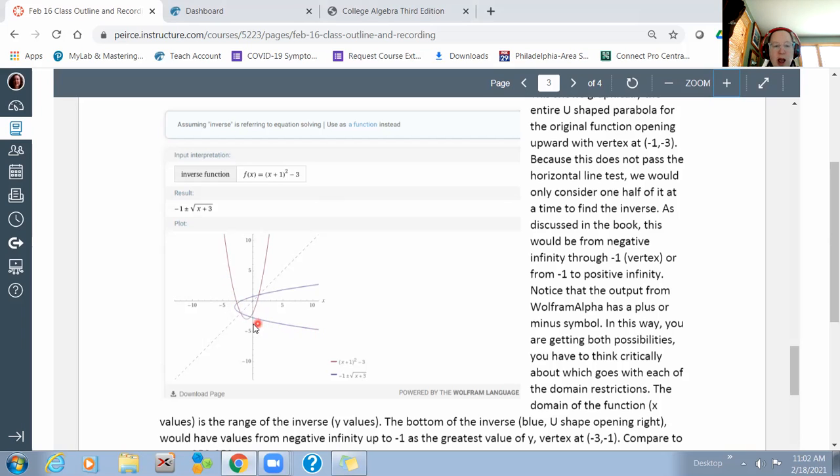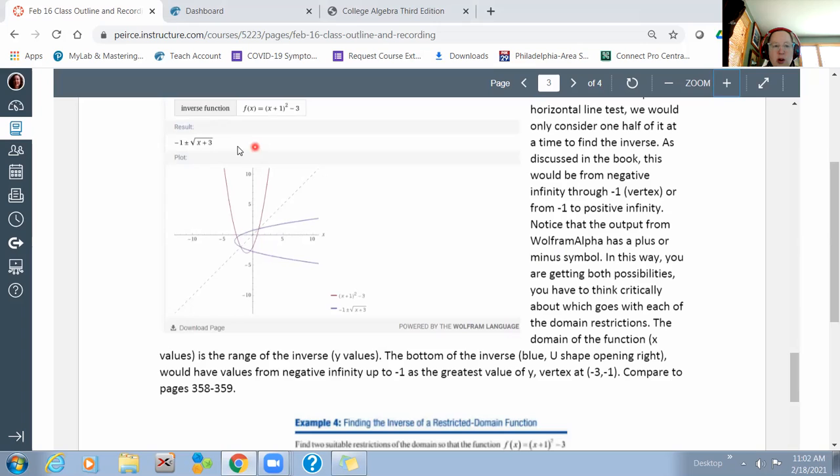And if we look at the other half, from -1 to positive infinity on the x's, it's getting us this right side of our U on the original function. Flip it through this y equals x, and we now get the other part of our sideways inverse function.